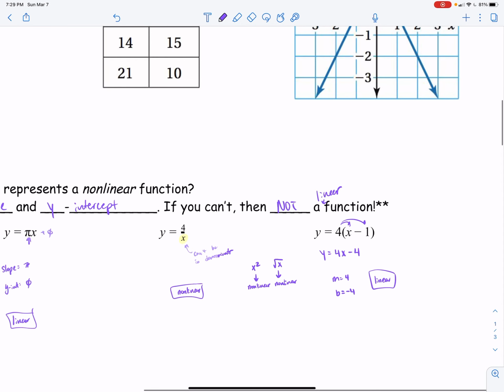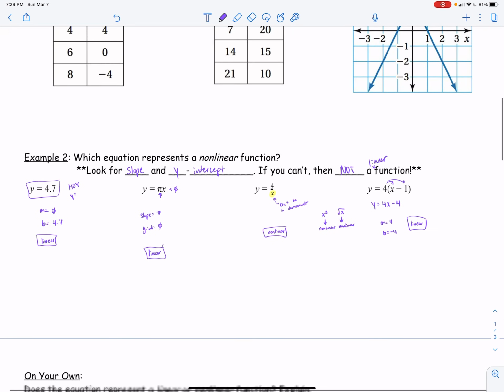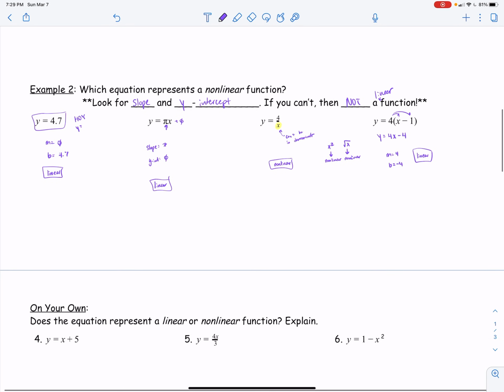Okay? So why don't we try the next 3 on your own? Remember, if you have an exponent, it is automatically a non-linear function. Okay, so I'll let you try these next 3.